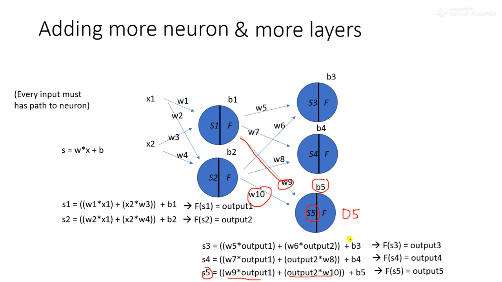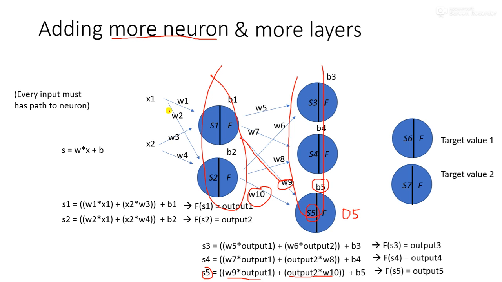That's how you add more neurons and more layers. I have 5 neurons here: 1, 2, 3, 4, 5. And I have more layers. This is layer 1 and this is layer 2. This is hidden layer 1 and this is hidden layer 2. We call them hidden layers. All right, now let's look at what's happening next.